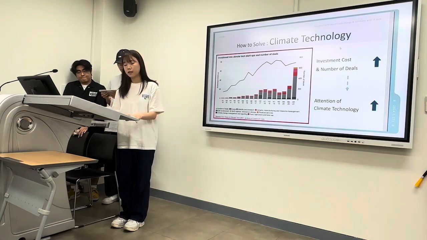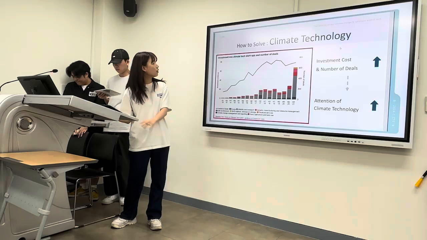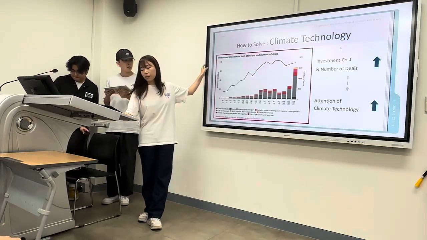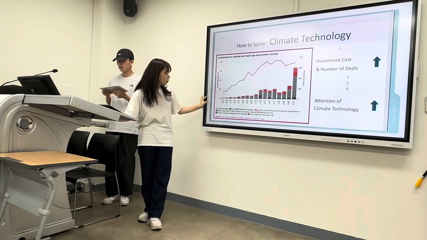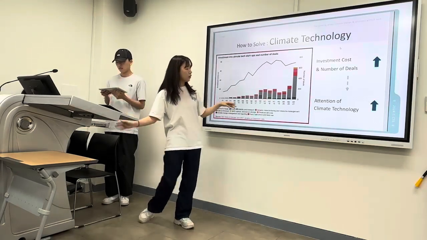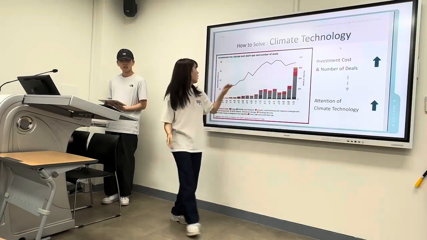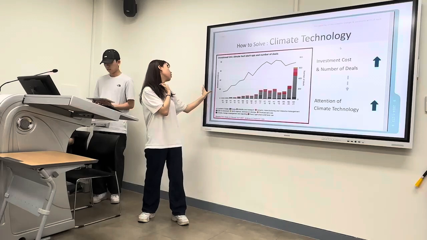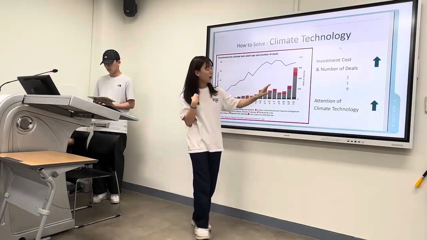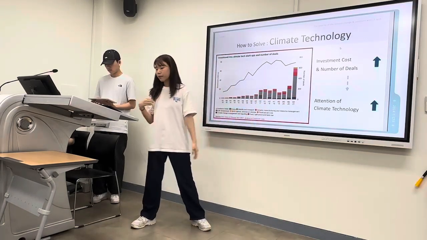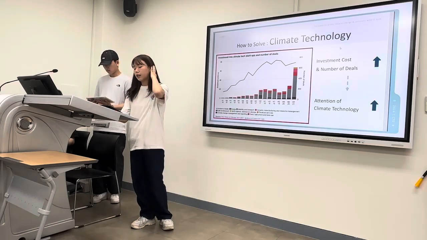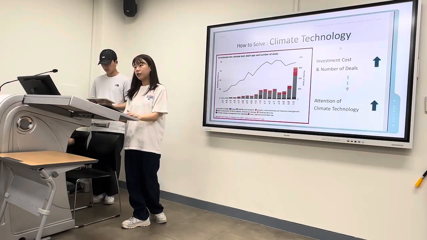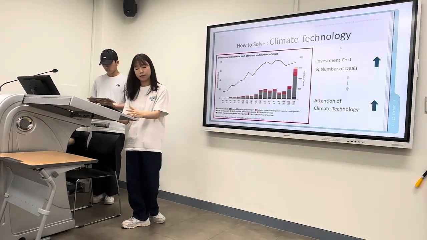Please look at this graph. This graph shows the investment into climate tech startups and the number of deals. The horizontal axis shows the year from 2013 to 2021, and the vertical axis on the left shows investment cost, and the right shows number of deals. Through this data, we can see that both figures are increasing. This means the world is paying attention to climate technology.